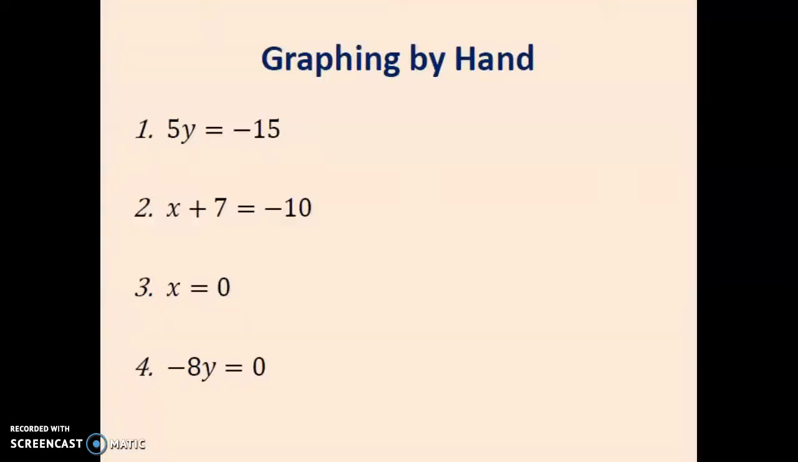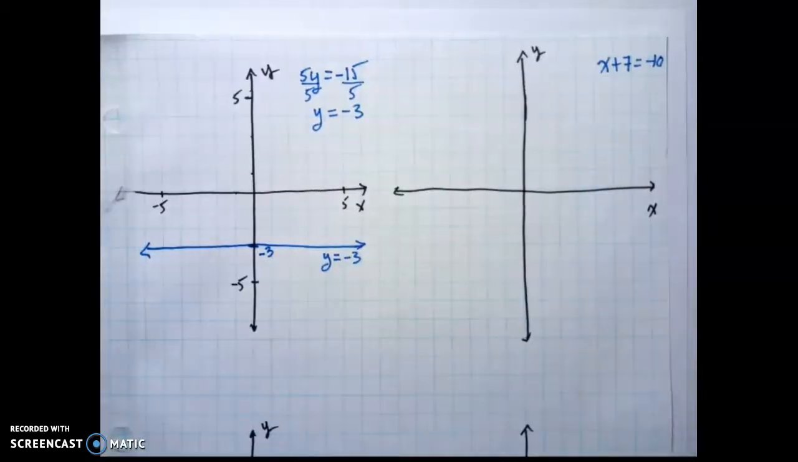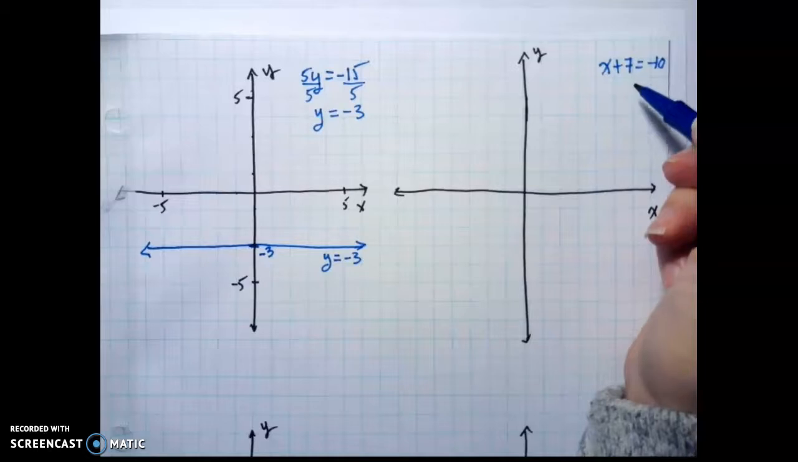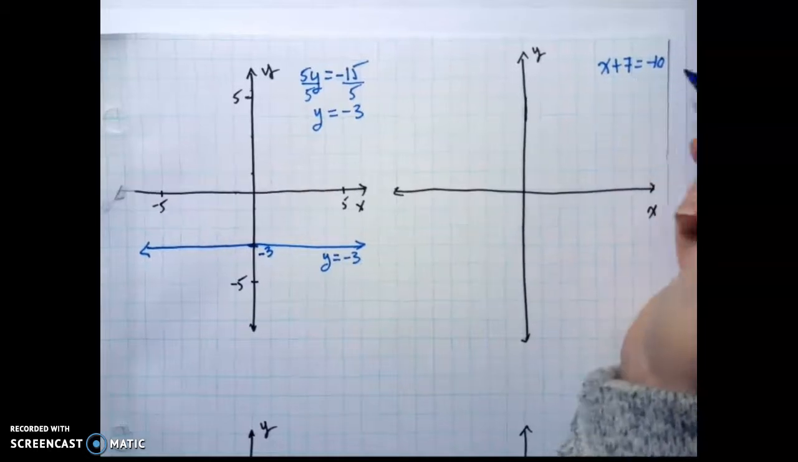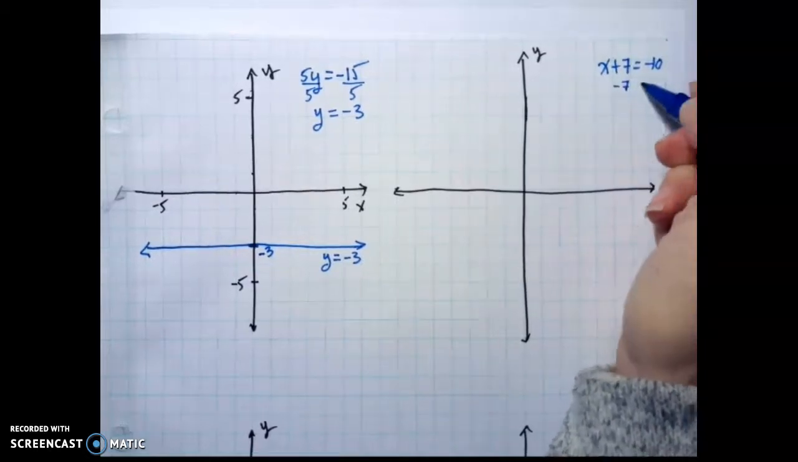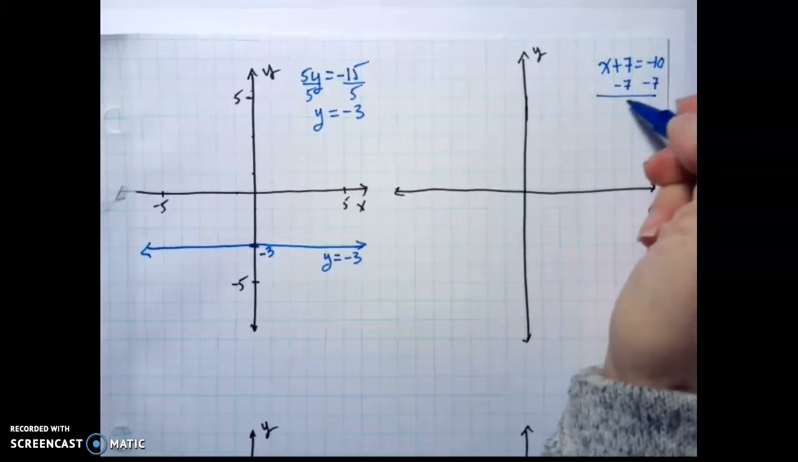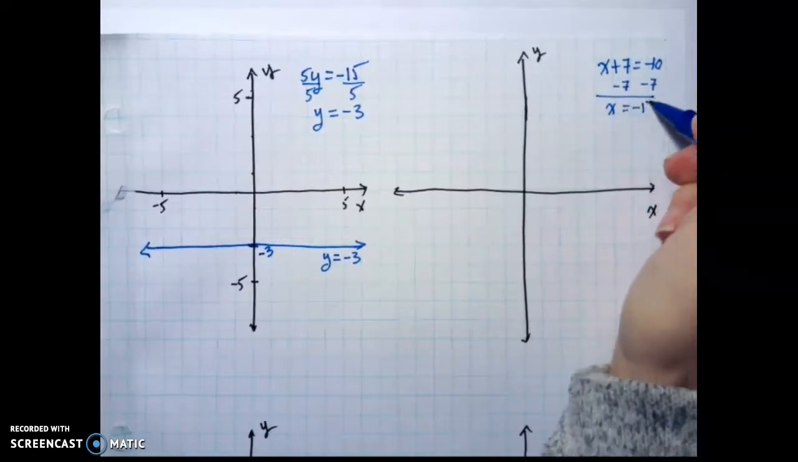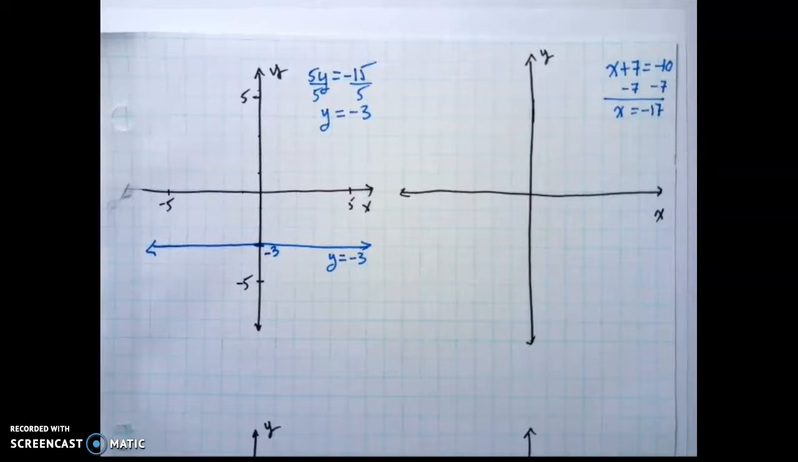In the second example, we have x plus 7 equals -10. Once again, we want to isolate the variable. In this case, we only see an x, so we're going to isolate the x by subtracting 7 on both sides. So I have x equals -17. It's a good thing I didn't put the scale on my axes yet, because I might have to change my scale so that I can find x equals -17.